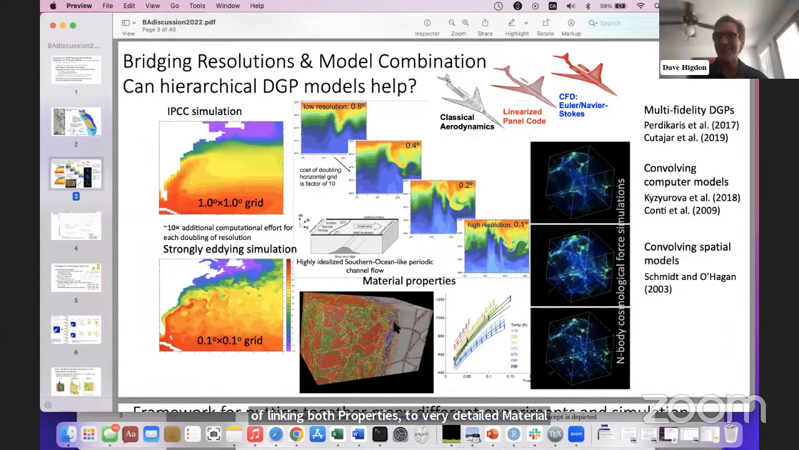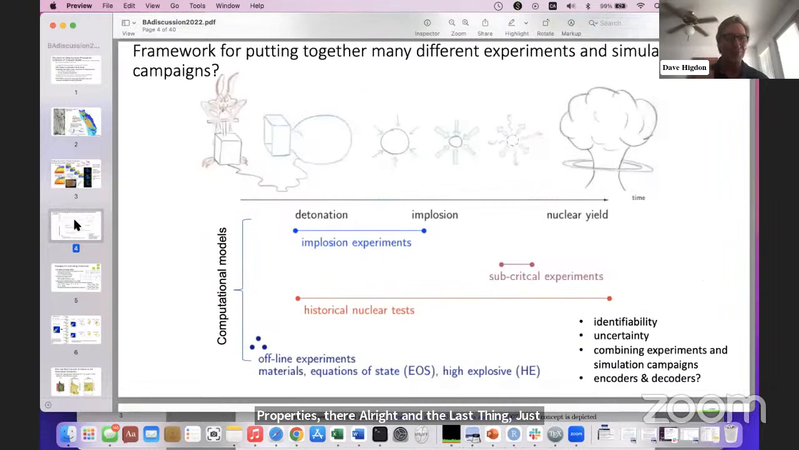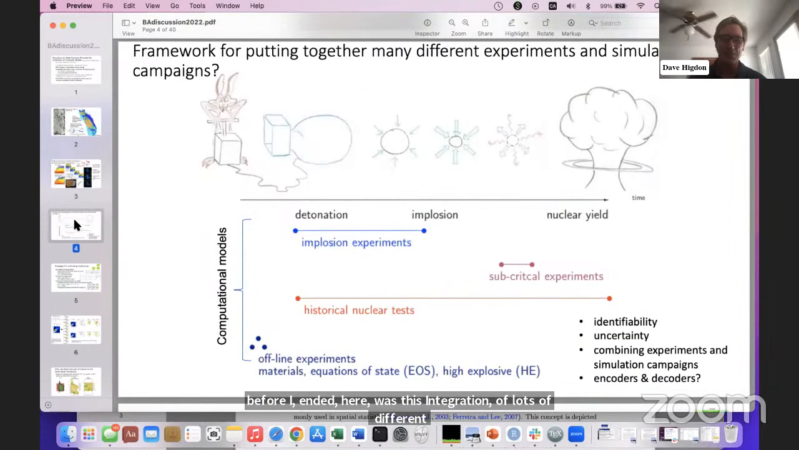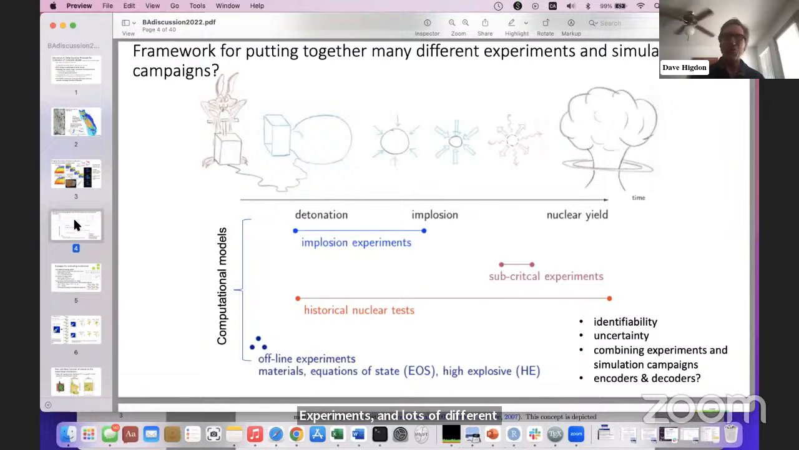All right, and the last thing, just before I end it here, was this integration of lots of different experiments and lots of different simulation runs or simulation campaigns. And so here's again from my old history. This is maybe a 15-year-old slide, but it's one system that we could go from beginning to end, but it has lots of complex physical processes in between.